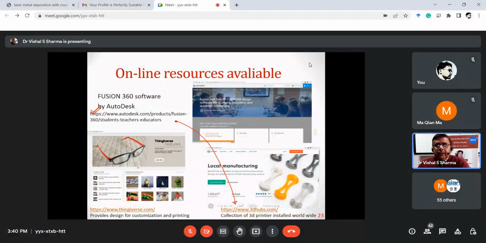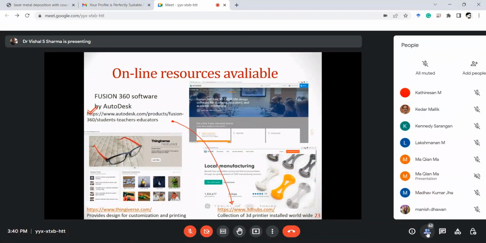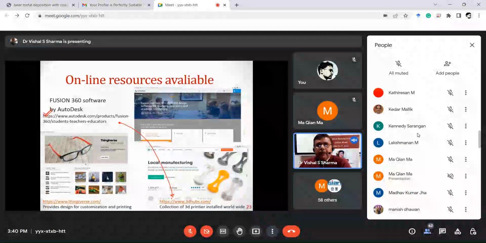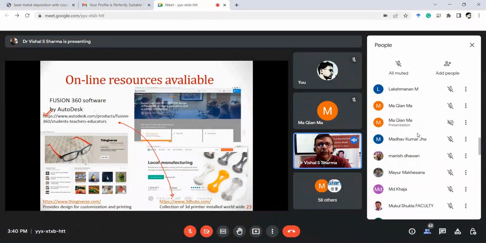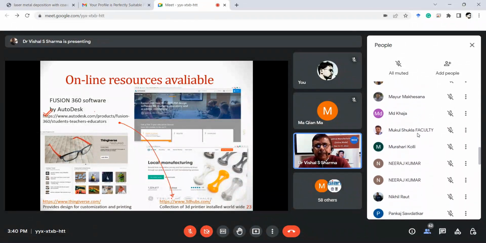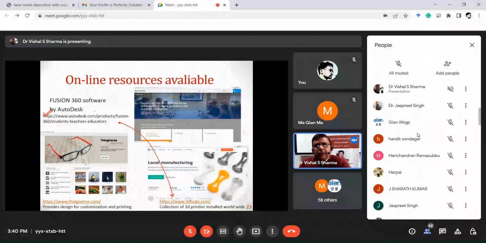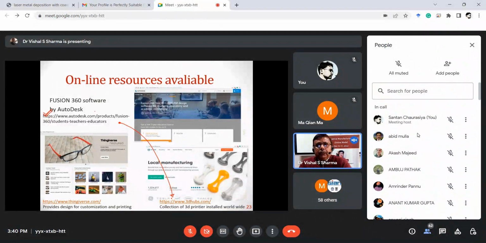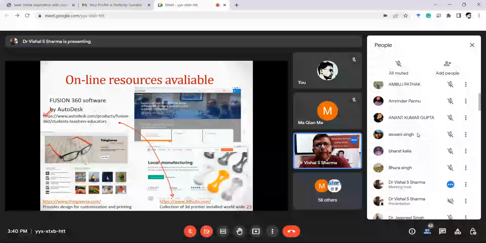to this company, 3D Hubs. They have a database of printers installed worldwide. So you can send it to them for printing. Maybe they will route the part to a printer very close to your location, and you get the part in almost 24 hours. So very quickly you are able to get the part printed.